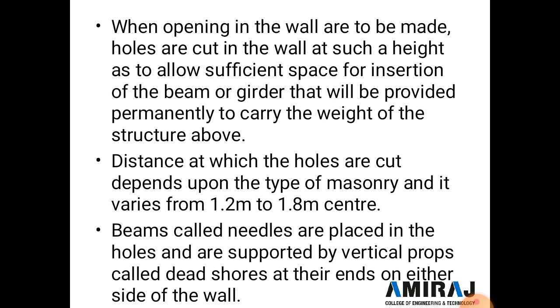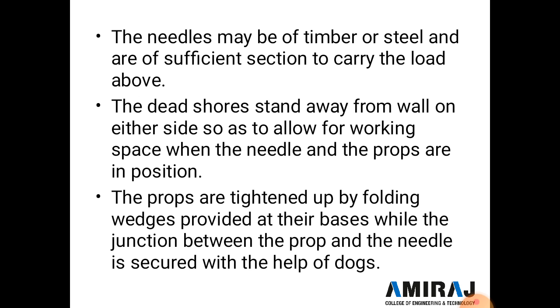And the distance at which holes are cut depends on the type of masonry, and it varies from 1.2 meter to 1.8 meter center. And beams called needles are placed in the holes and supported by vertical props called dead shores at their ends, either on a side of the wall. The needles may be of timber or steel and of sufficient section to carry the load above. And the dead shores stand away from the wall on either side so as to allow for working space when the needles and props are in position.